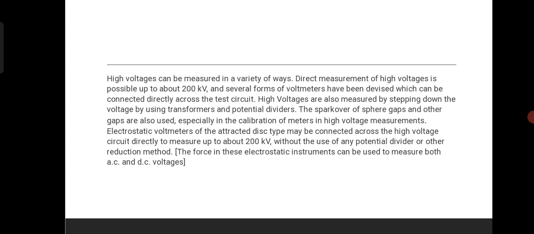Spark gaps, sphere gaps, and other gaps are also used, especially in the calibration of meters in high voltage measurements. Electrostatic voltmeters of the attracted disk type may be connected across the high voltage circuit directly to measure up to 200 kilovolts without the use of any potential divider or other reduction method. The force in these electrostatic instruments can be used to measure both AC and DC voltages.